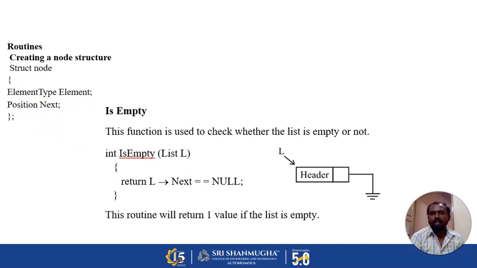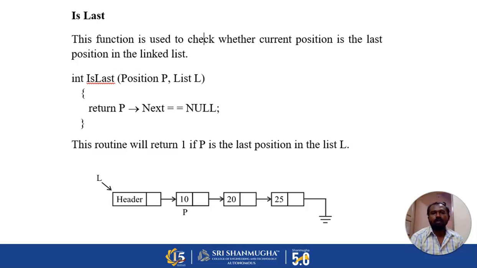Okay, routine for creating a node structure: struct node, element, type of element, position next. This is the is empty function. The is empty function is used to check whether the list is empty or not. In is empty, list L, return L next equals null. This will return one if the list is empty. Okay, is last: the function is used to check whether the current position is the last position in the linked list. The node is the last position.